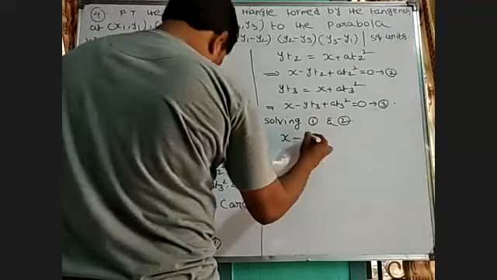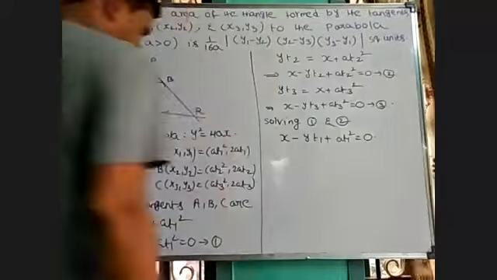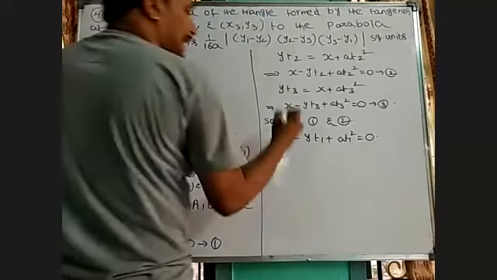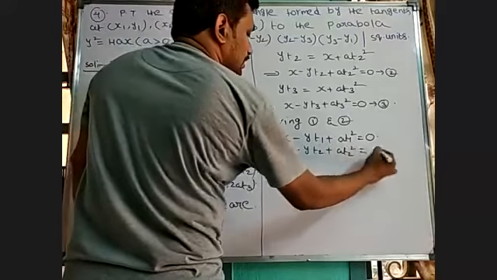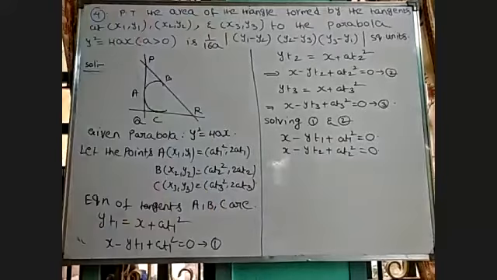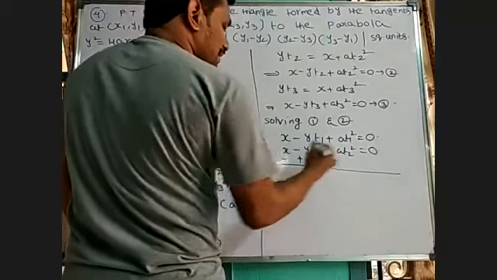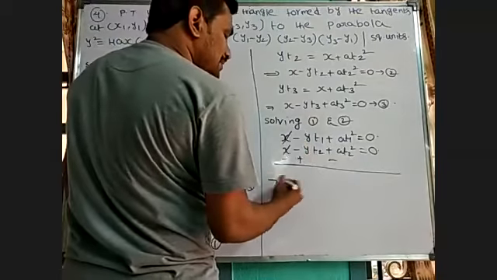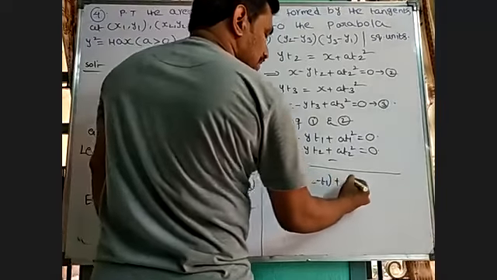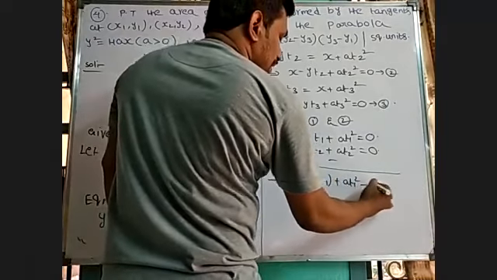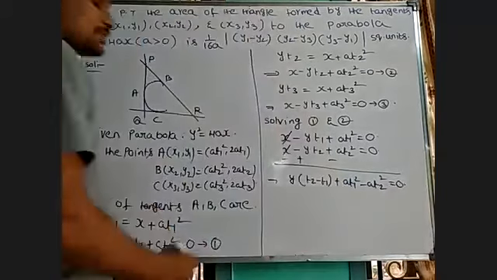x minus y t1 plus a t1 whole square is equal to 0. Next, see that x minus y t2 plus a t2 square is equal to 0. We are taking, understood? In this equation, this is minus, plus, minus. We take this one, and x gets cancelled. From this, y, if you take t2 minus t1 common, plus a t1 square minus a t2 square is equal to 0. Understood?